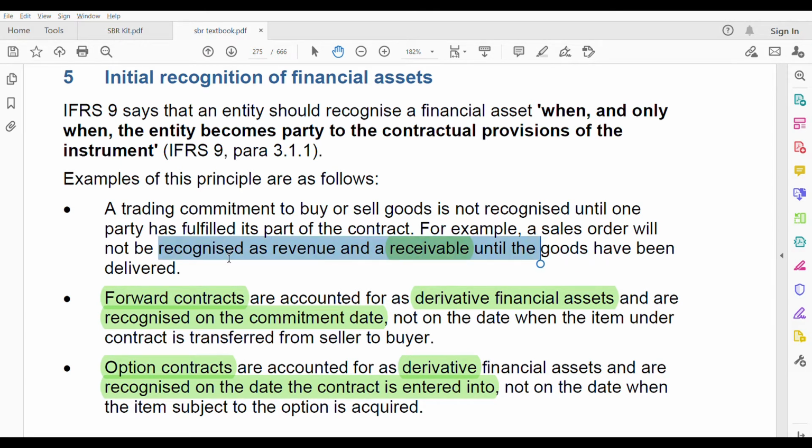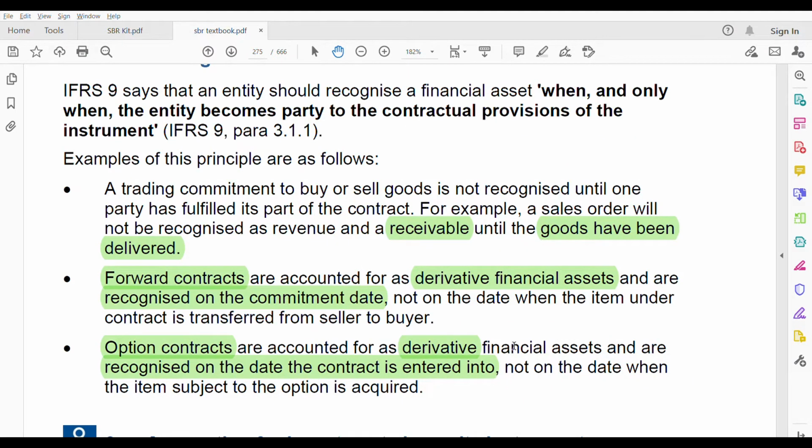Receivable you recognize when goods have been delivered. Forward contract you recognize on the commitment date. Option contract you recognize on the date the contract is entered into. So the day you enter into the contract, you recognize it. It does not matter whether it's fulfilled or not, because we know option is a right. You might fulfill, you might not fulfill. It's your option. You can even let it lapse. You might not commit to it. That's why option is recognized on the day the contract is entered into, not on the date when the item subject to the option is acquired.